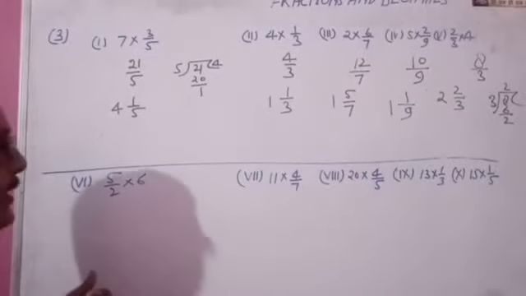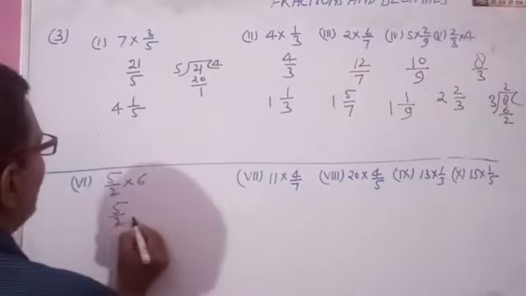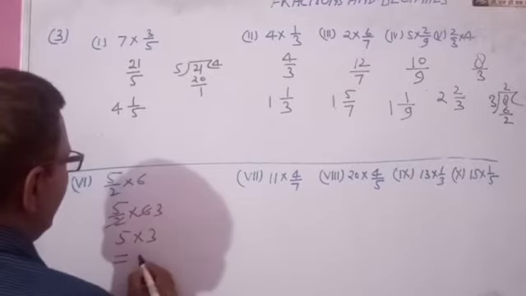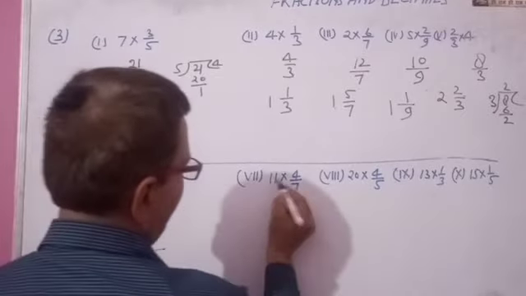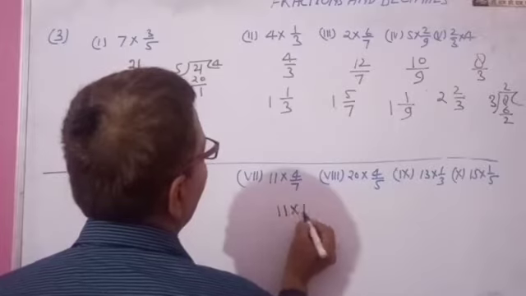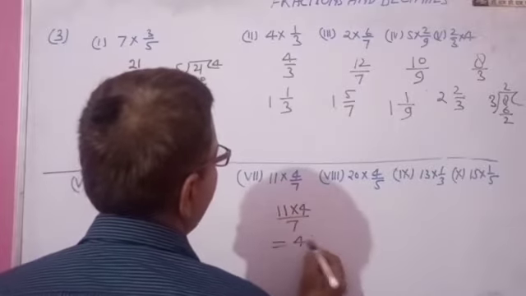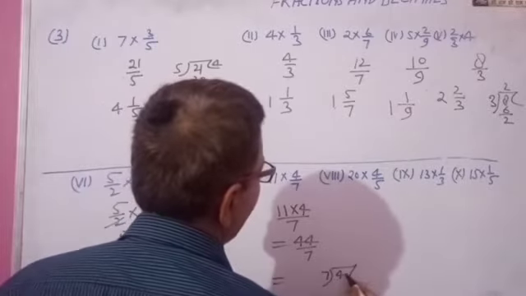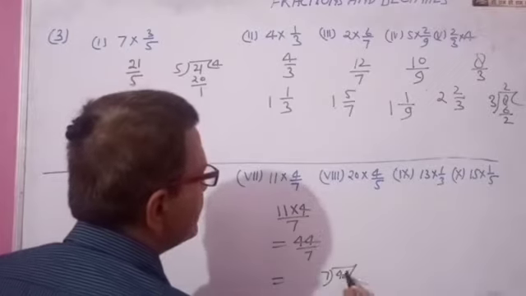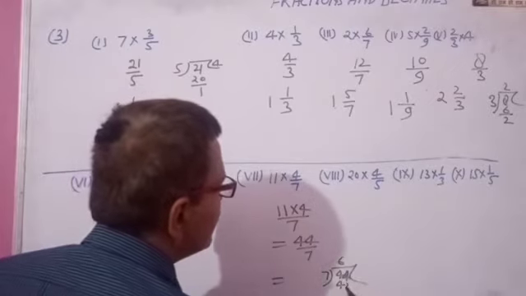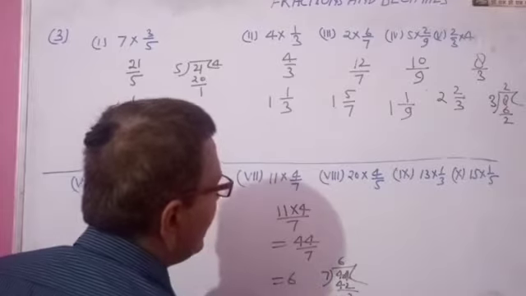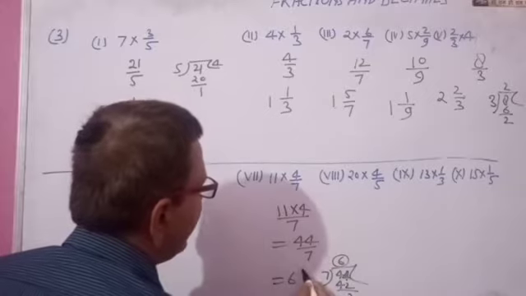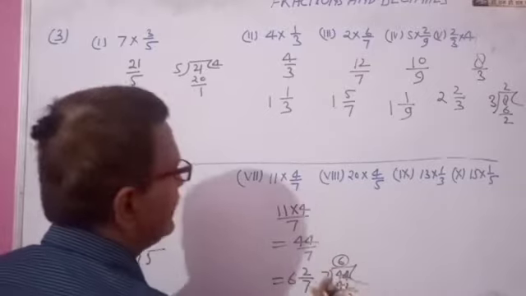Now see here, 5 upon 2 multiplied by 6, 2 3s are 6, 5 multiplied by 3 that is 15. Now this question, 11 multiplied by 4 upon 7 that is 44 upon 7. You can change into mixed fraction: 7 6s are 42, 6 whole 2 upon 7. ये आप whole में लिखेंगे और ये 2 remainder, 2 upon 7, you will write like this.